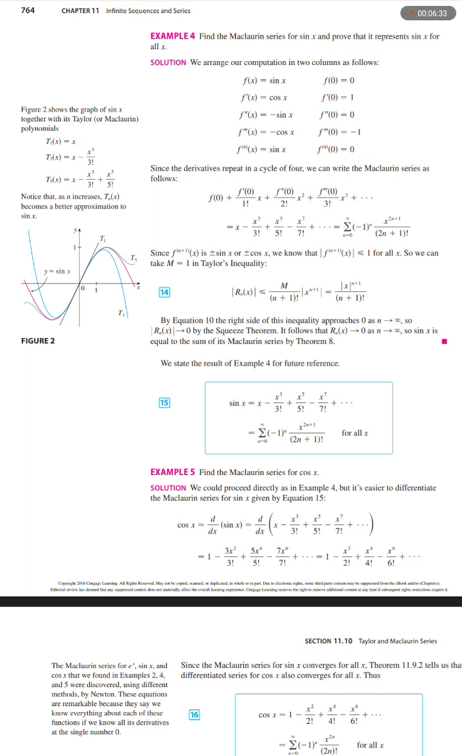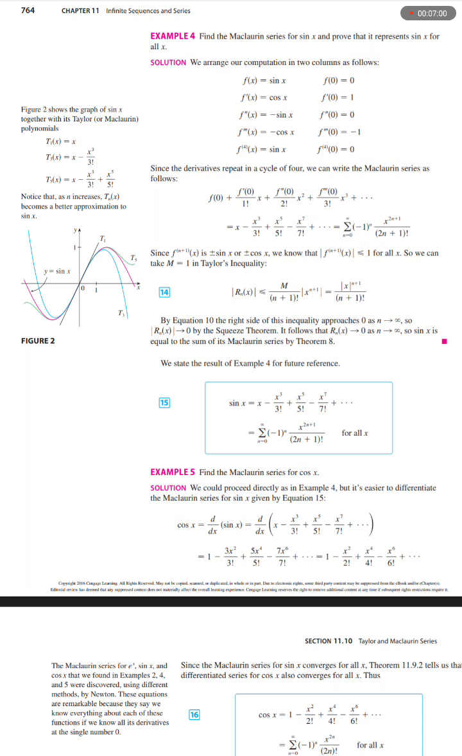Example 4. Find the Maclaurin series for sine x and prove that it represents sine x for all x. Solution. We rearrange our computation in two columns as follows. f of x equals sine of x. f of 0 equals 0.